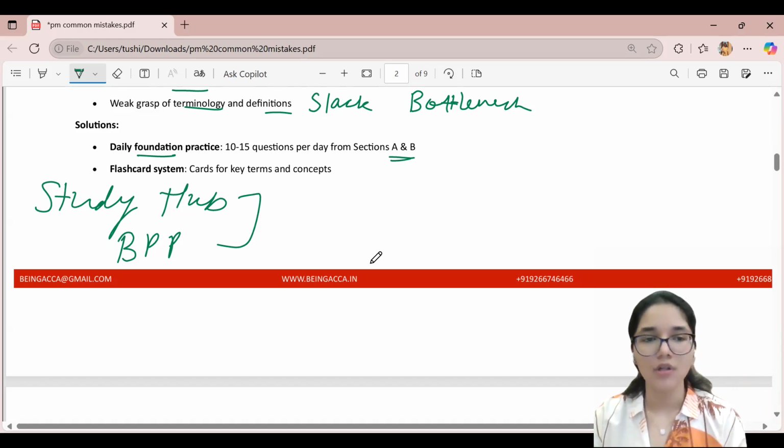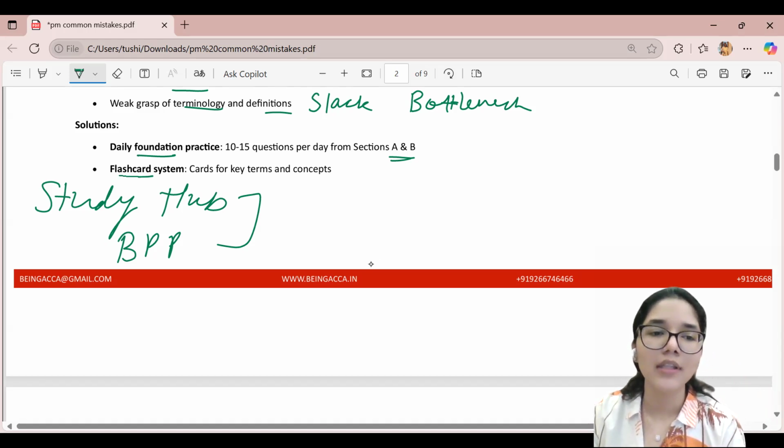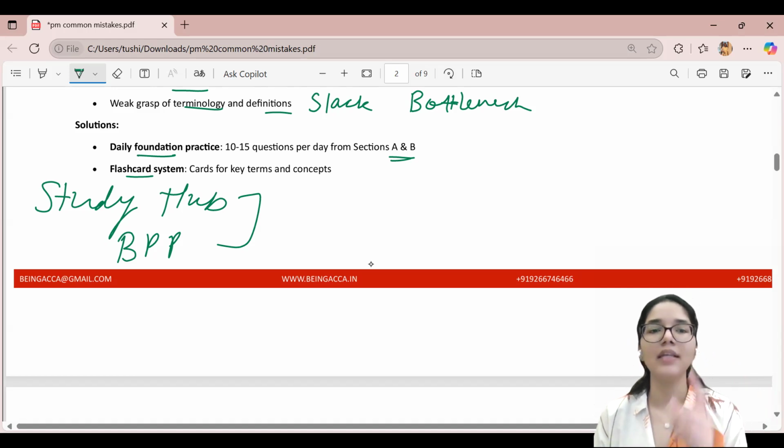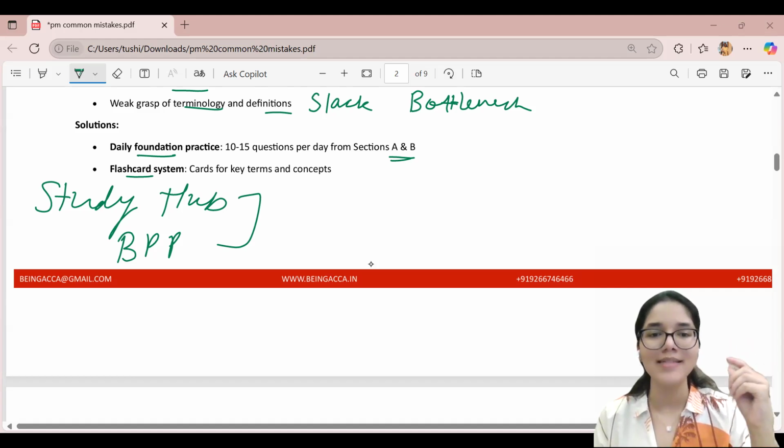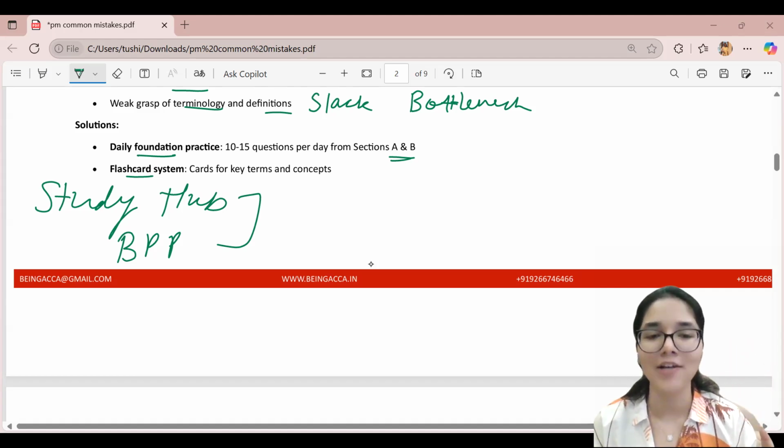So this is solution number one. Another solution that I have for you is the flashcards. Now, these flashcards are also available on the ACCA Study Hub. Once you log in, you see chapters, quizzes, practice, and beneath that, you have flashcards also.